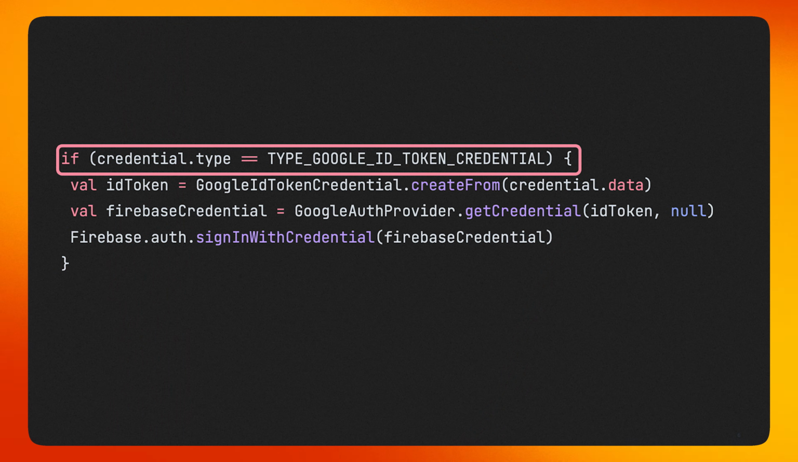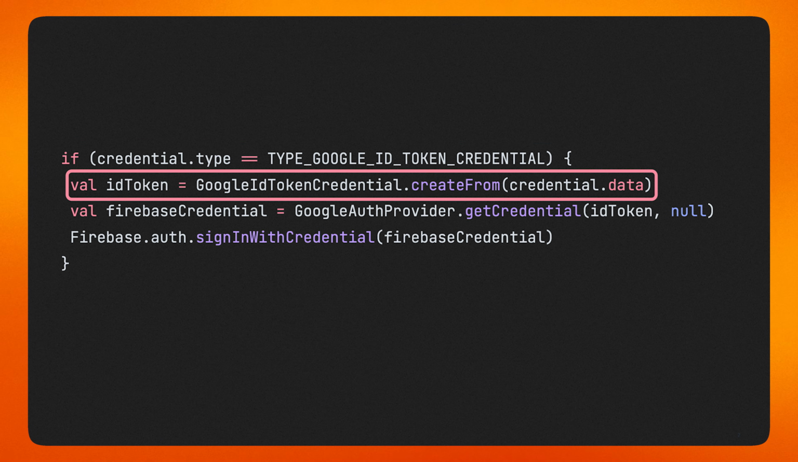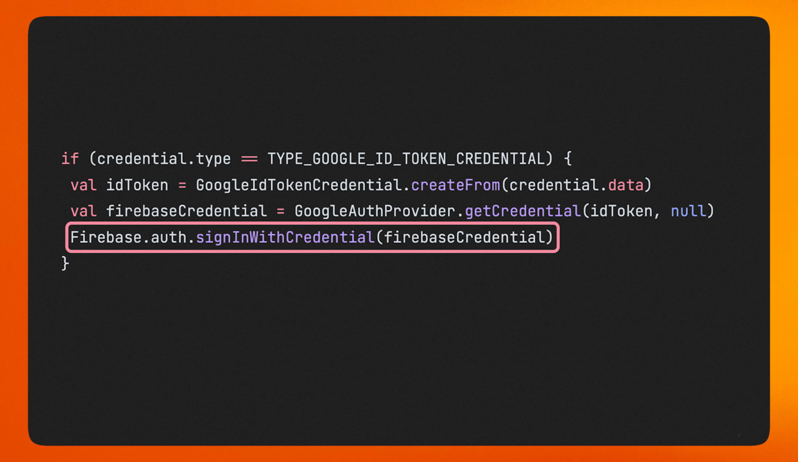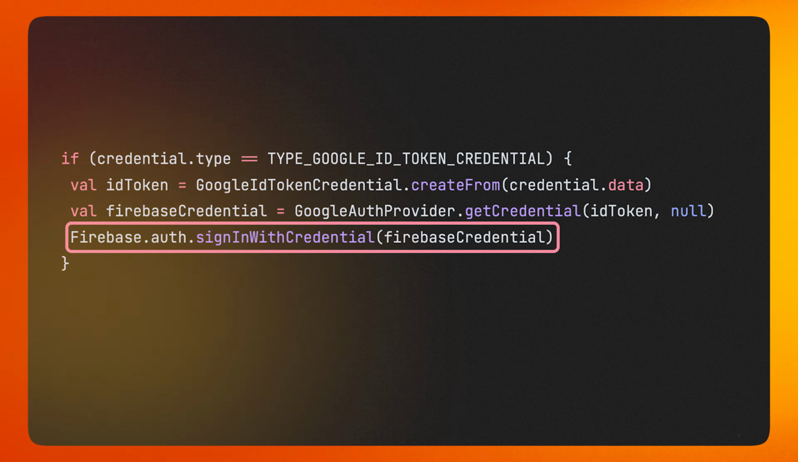Once you've configured your request and retrieved the user's credentials using the Credential Manager API, you need to run a few extra steps before you can call the Firebase Auth API. So first, you need to check if the credential is of the type Google ID token credential. And if this is true, you can use this credential to create an ID token by running Google ID token credential create from. Next, you need to take this ID token and create a credential object using one of Firebase's OAuth providers. In this case, you can do so by running Google Auth provider getCredential. And finally, you can use this credential object to sign into Firebase by running Firebase Auth sign in with credential.